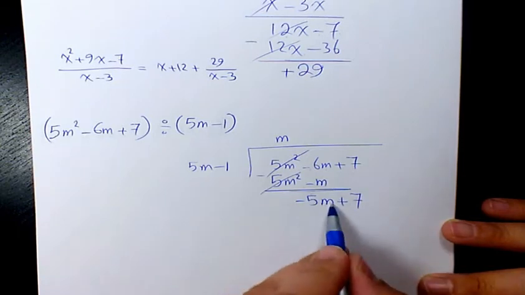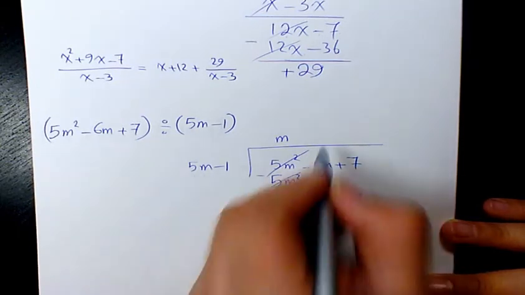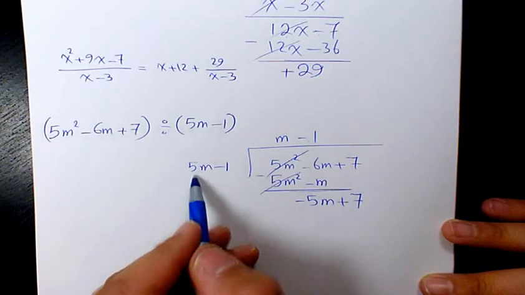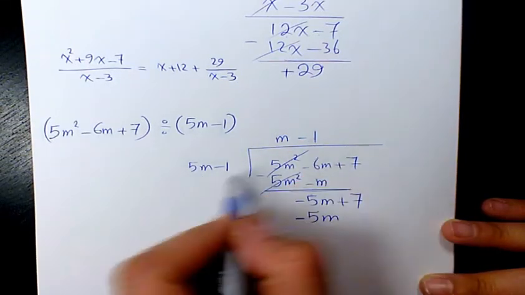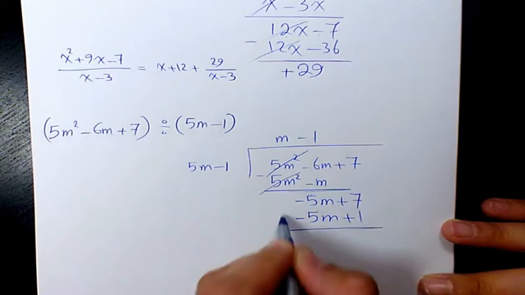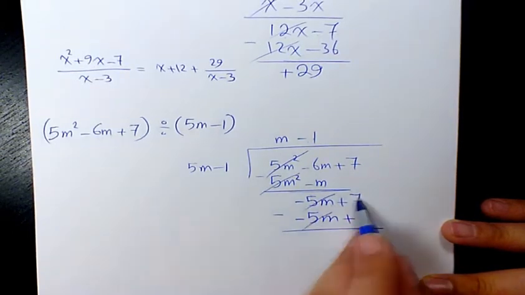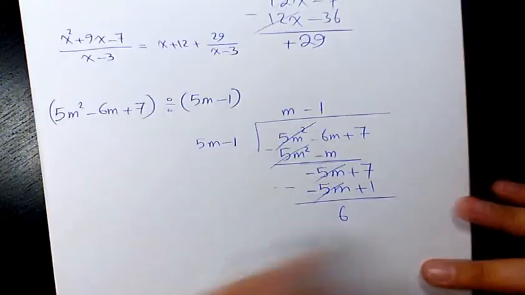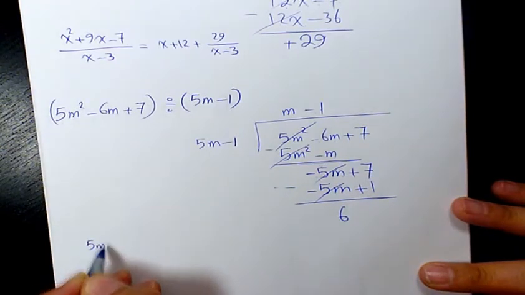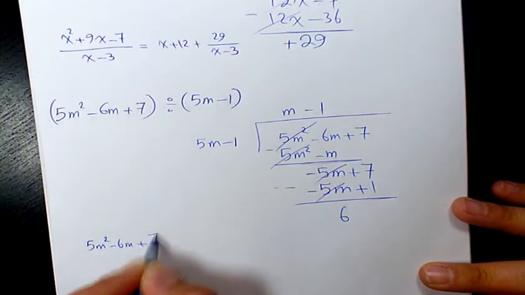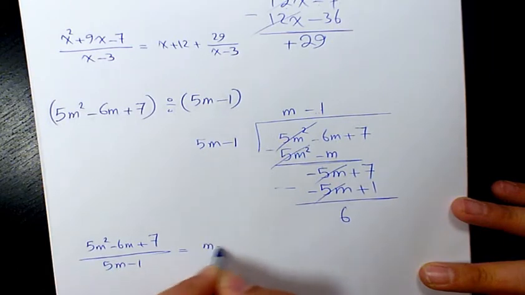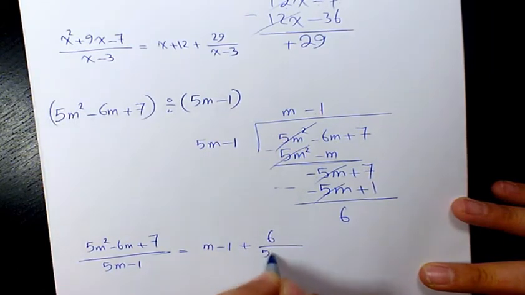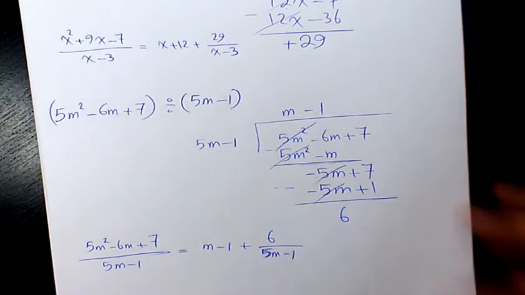So negative 5m divided by positive 5m, it's going to be negative 1. Negative 1 times 5m, negative 5m. Negative 1 times negative 1, it's going to be plus 1. When you subtract it, it cancels out. 7 minus 1 is 6. So we can say 5m squared minus 6m plus 7 divided by 5m minus 1 equals m minus 1 plus 6 divided by 5m minus 1.